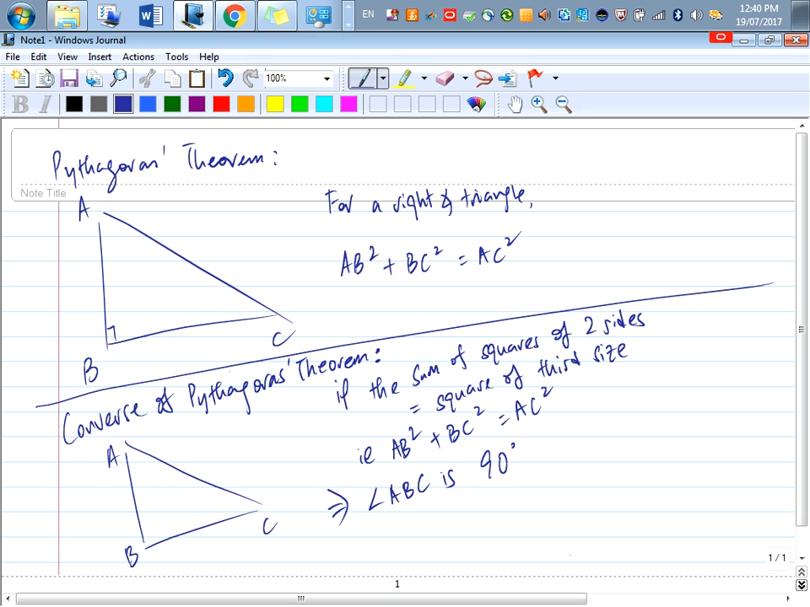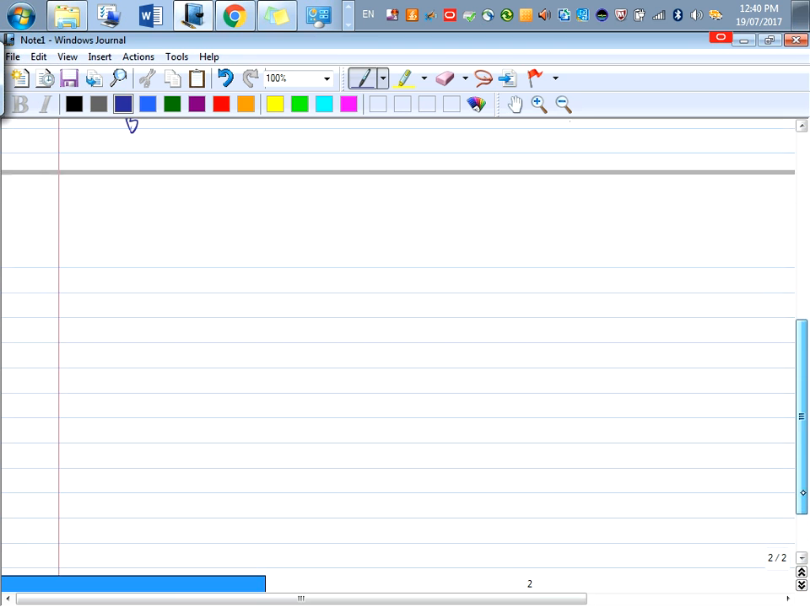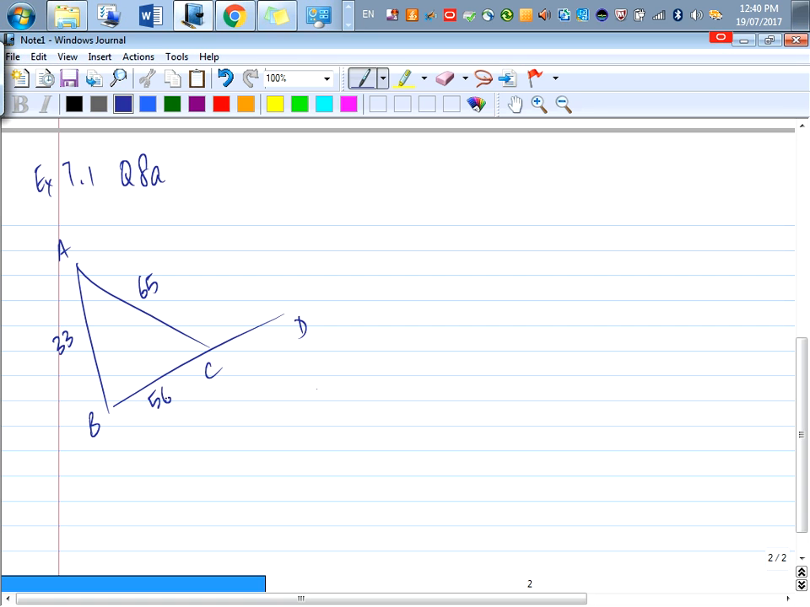Who doesn't see the relationship yet? Anybody? No? Then let us go and look at question 8a. Okay, in exercise 7.1. Don't worry if you haven't finished copying, because this is going to be uploaded anyway. So exercise 7.1, question 8a. We have a diagram. Okay, A, B, C, D. This is 65 units, 33 units, and 56 units.